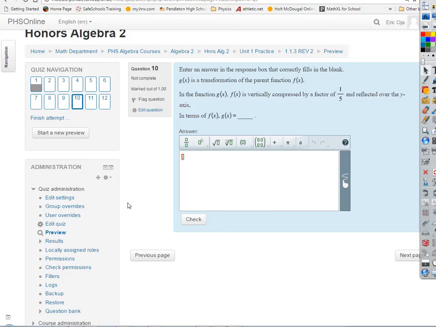To vertically compress and reflect over the y-axis. Now let's look at that. So we've got two things going on. To vertically compress by a factor of 1/5, that's a value of a, so we're going to multiply the whole function by 1/5.